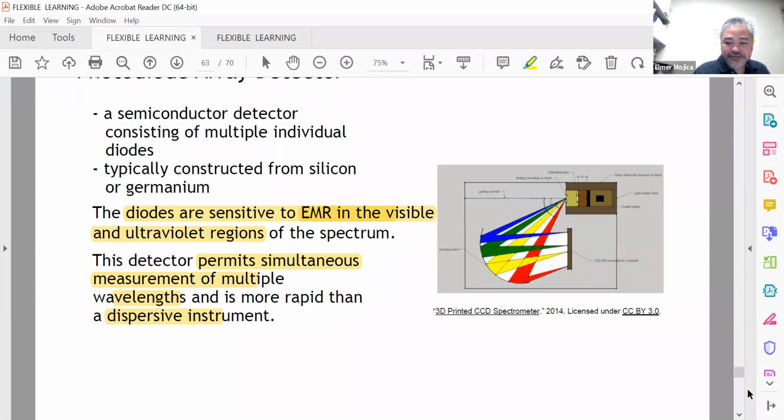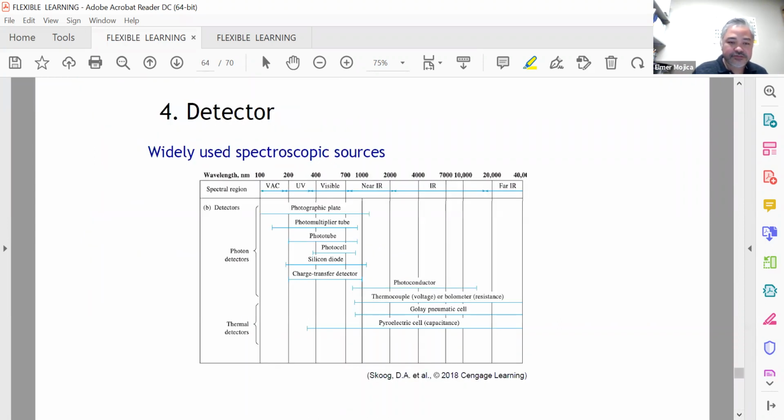So if we're going to summarize what we have in the detector, typically the one that is used is the photon detectors, at least in UV visible absorption spectroscopy. Now for the IR, you can have mostly the thermal. The only one that is used in the IR is the photoconductor among photon detectors. Okay.